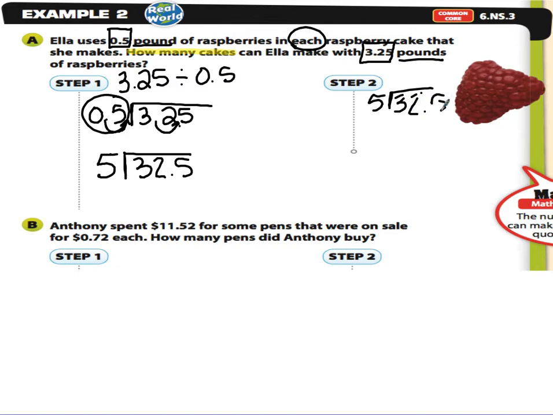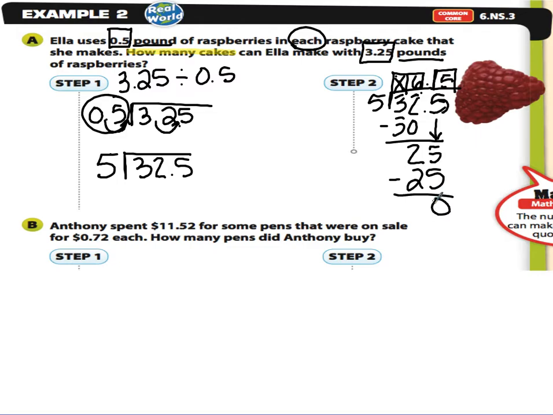So let's give everybody at the party a seat. Place the decimal right away. 5 cannot go into 3, but it can go into 30, and it goes in 6 times. 6 times 5 is 30. 32 minus 30 is 2. Bring down the 5. 5 goes into 25 5 times. So in this case, it says that our answer is 6.5.